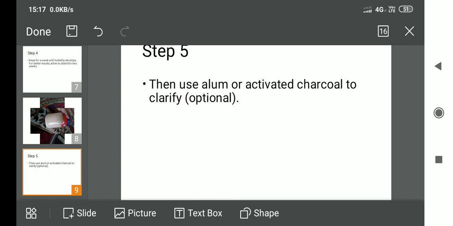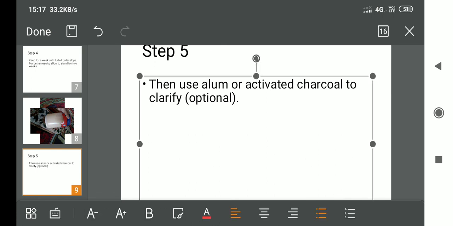Then alum or activated charcoal can be used to clarify the turbidity in the medium. This step is optional. This is done in order to improve the appearance or look of the alcohol.